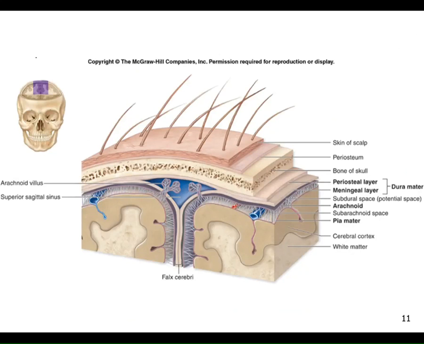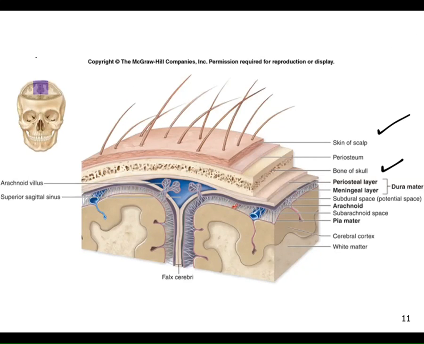Okay? Now, here's the cartoon that I like a little bit better because this one shows that the dura is actually 2 layers. So let's go through all this. So we have the skin on the scalp, right? Very top layer. Then underneath that we have the bone. This is flat bone, isn't it? This is bone of like the frontal bone or the parietal bone.